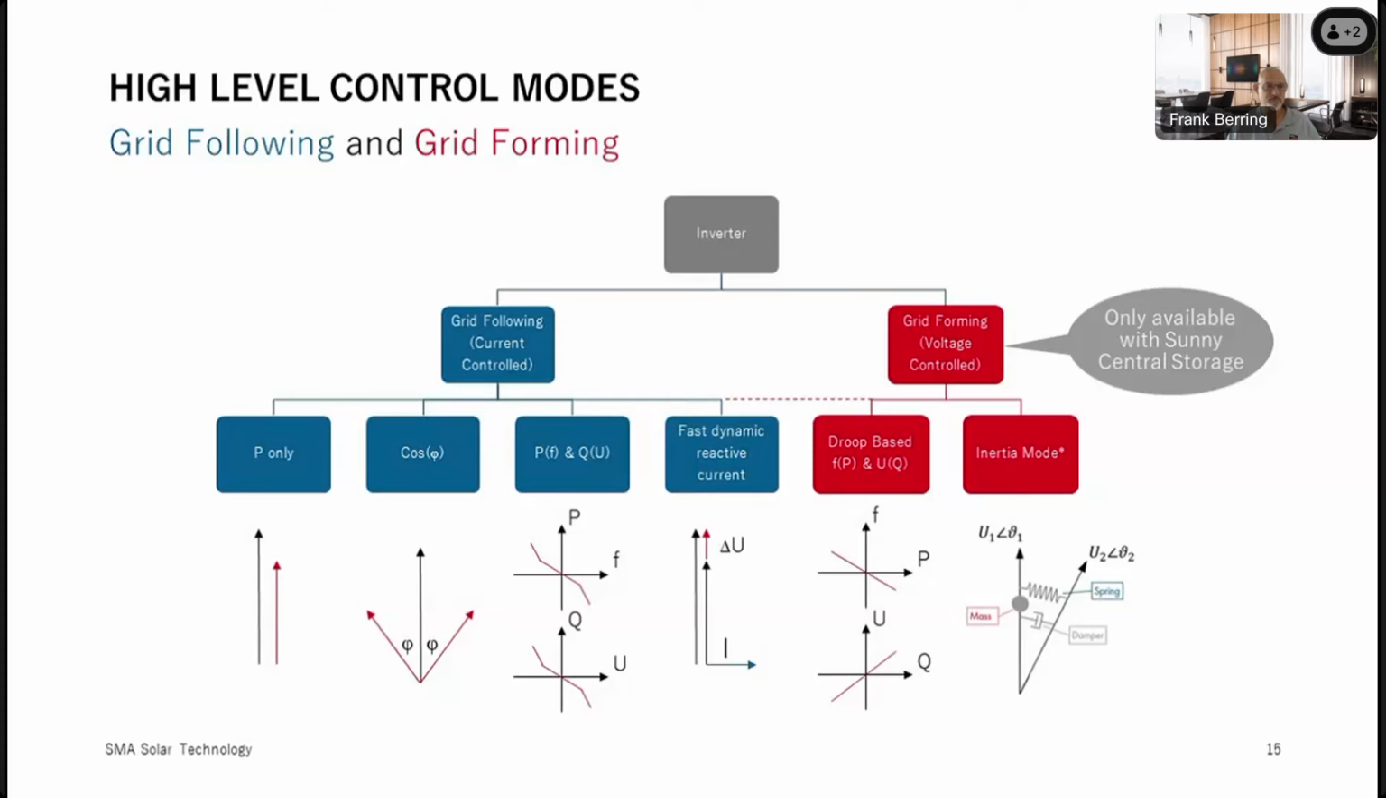U is the German way of saying voltage, but that's something we have at the inverter level. So even a function of pushing active power into the grid depending on the frequency, as well as reactive power depending on the voltage, is available at the inverter terminals. And then of course the fourth thing here in the middle, the blue fast dynamic reactive current, that is part of our fault ride-through capabilities.